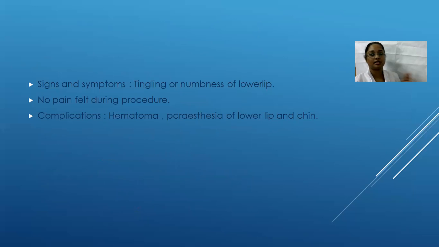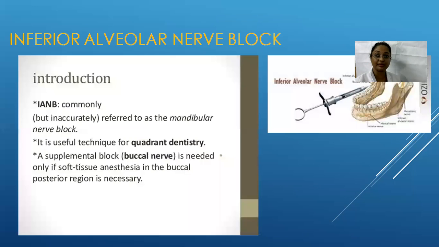Same as that of the mental nerve block, for the incisive nerve block the signs and symptoms are tingling and numbness of the lower lip, no pain is felt during the procedure, and complications include hematoma and paresthesia of the lower lip and chin.